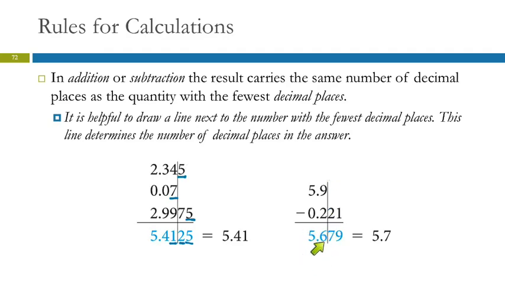So we draw that line there, and that line is going to tell us where we should round. So this tells us we should keep the 6. We have to round up because the next digit is 7, so we'll call this 5.7. This number has 1 decimal place. This has 3, so the answer is rounded to 1 decimal place. Questions?